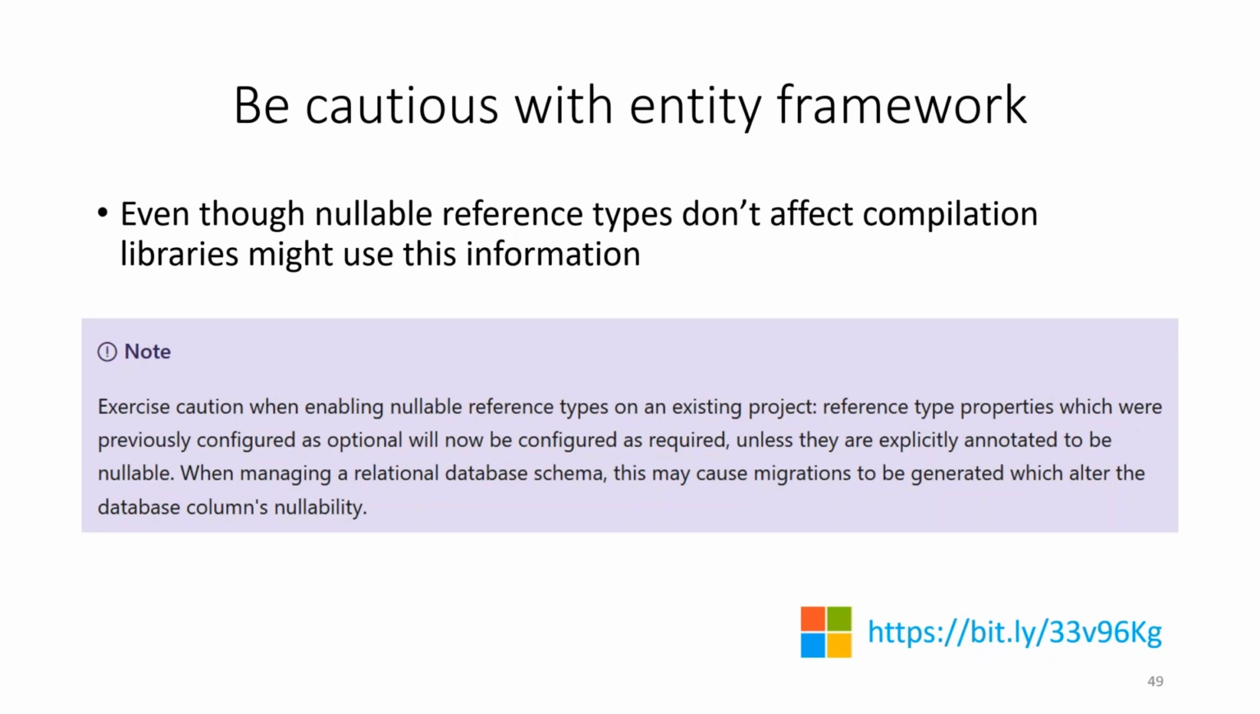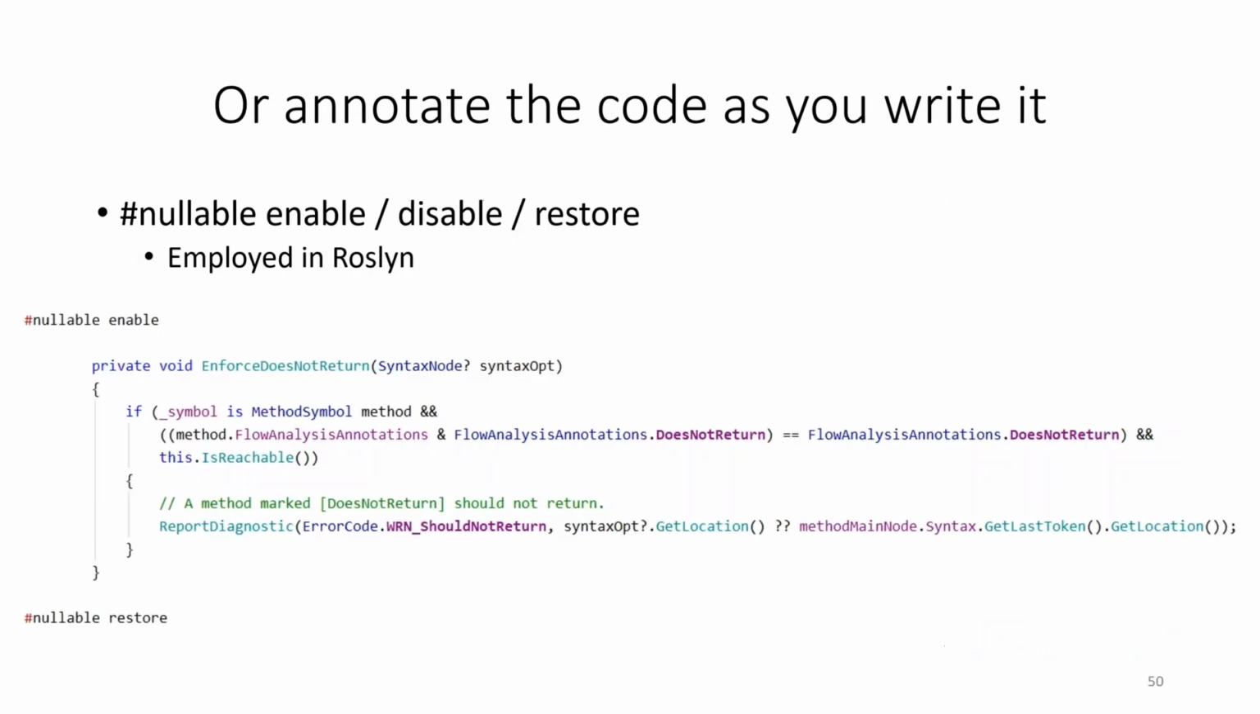the information about nullability will still be available by reflection, and some frameworks, such as Entity Framework, might use it, for example, to generate non-nullable database columns for every non-nullable property in your model. So you might want to disable nullable context in Entity Framework models until you figure out when and how you want to annotate them.